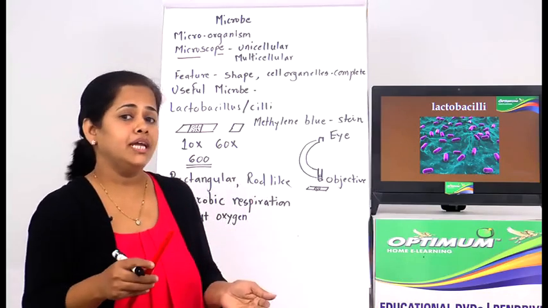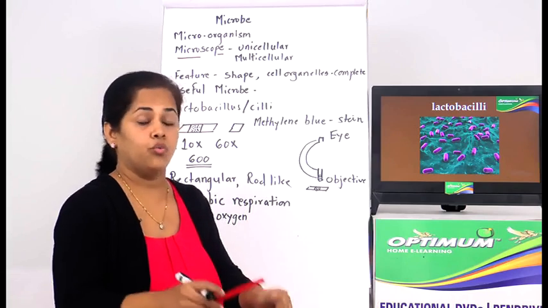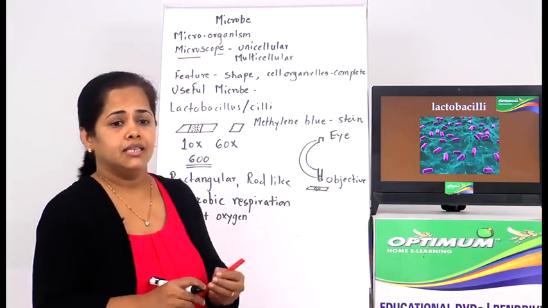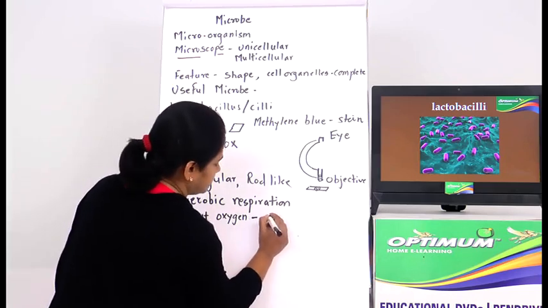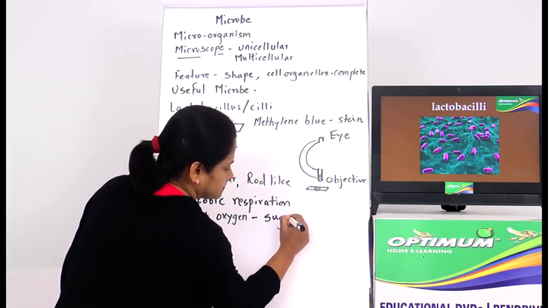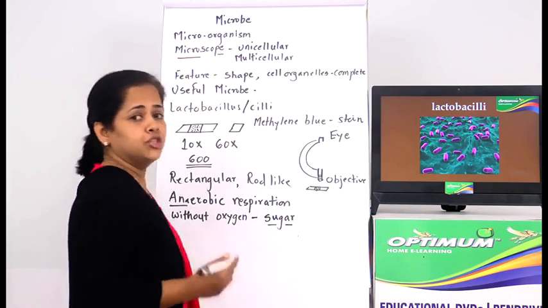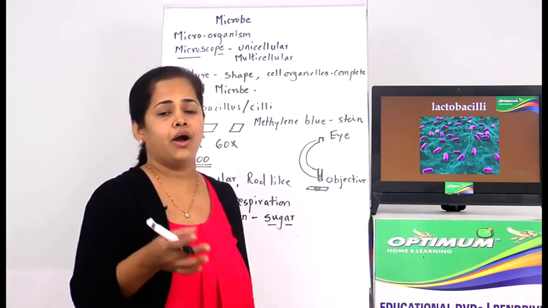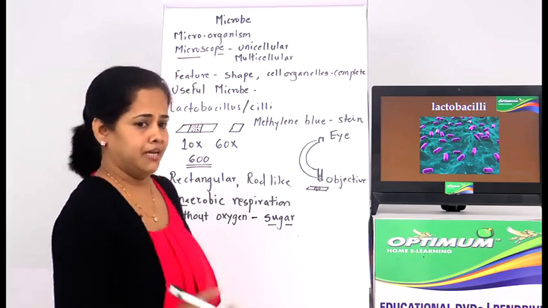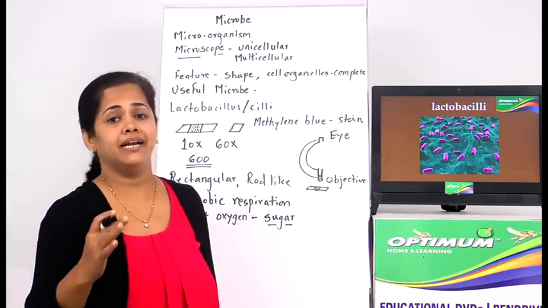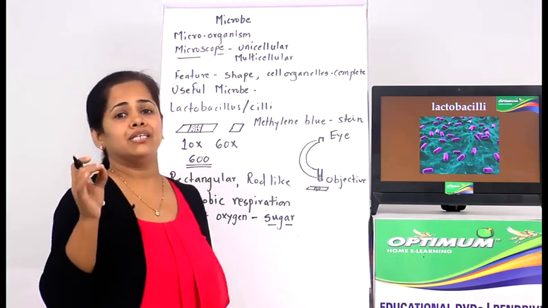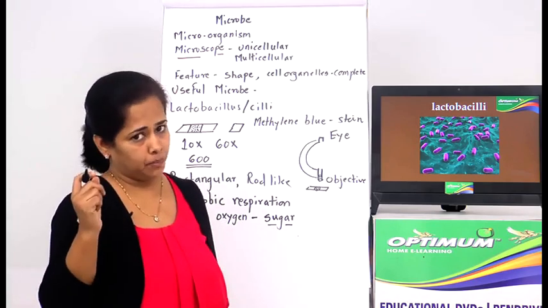But then what do they need? Even if they do not need oxygen, what do they need to produce energy? For anaerobic respiration, they need sugar. You also know that sugar is the input required for energy. Similarly, these lactobacilli will also need sugar. That is a mandatory thing. That is something a lactobacilli will always need to grow.